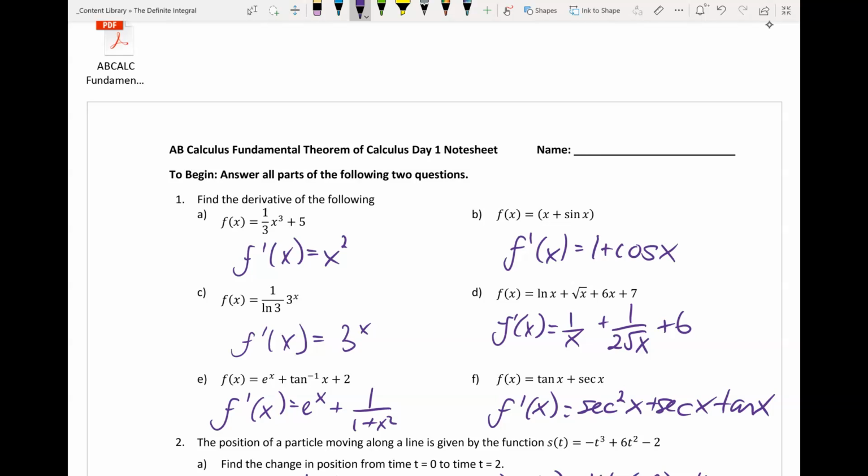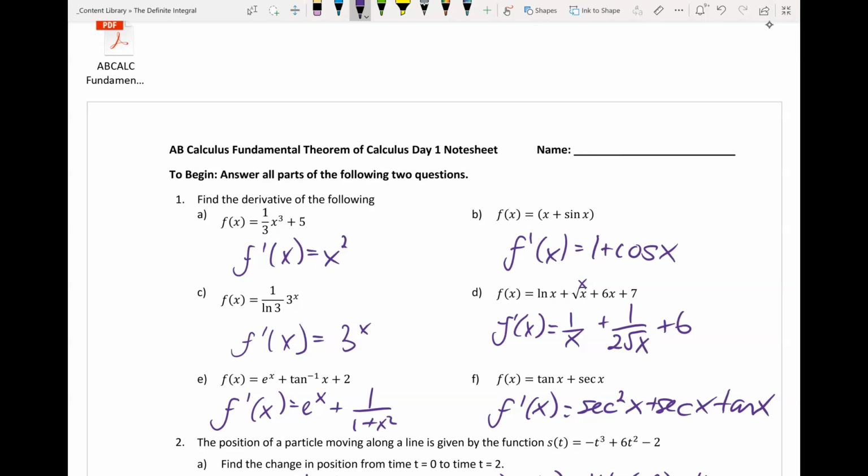For the next one, you'll just take the derivative of x, which is 1, and the derivative of sine x is cos x. For this next one here, the derivative of 3 to the power of x is 3^x ln 3, but that ln 3 is going to cancel out with the 1 over ln 3, so you're just left with 3^x. In D, the derivative of ln x is 1 over x.